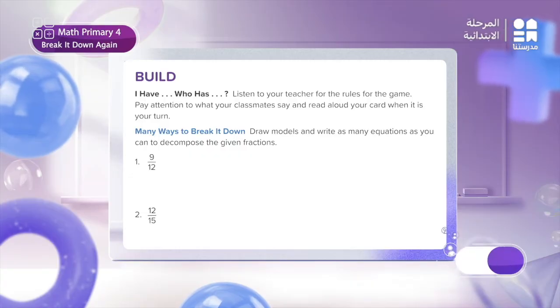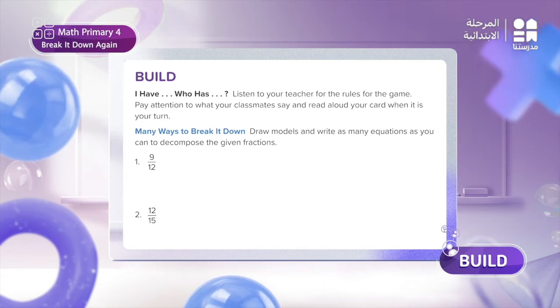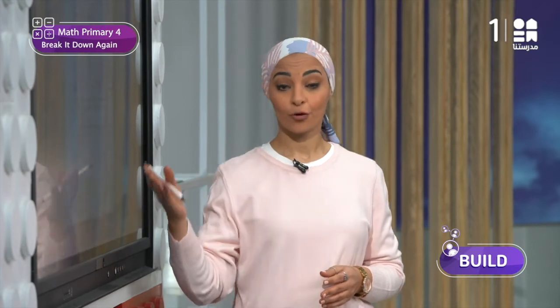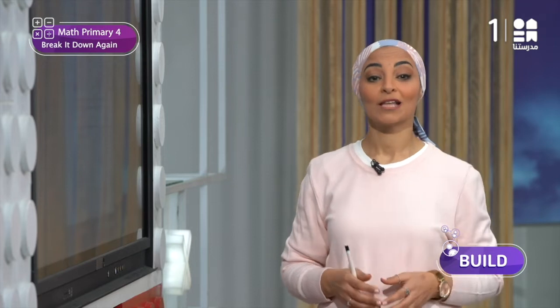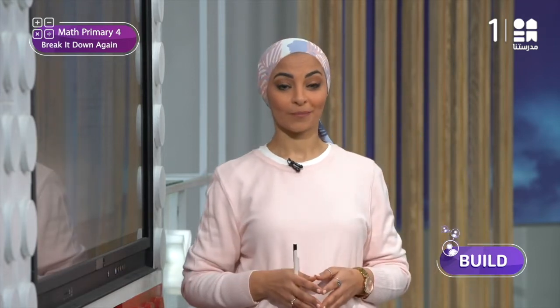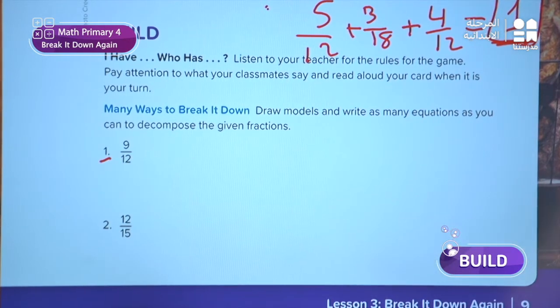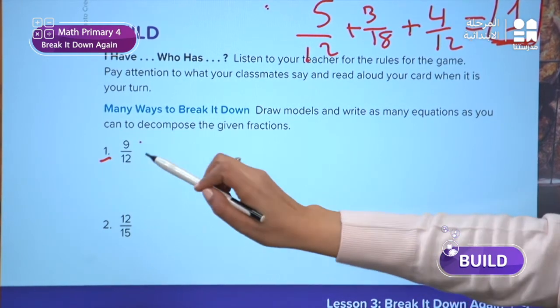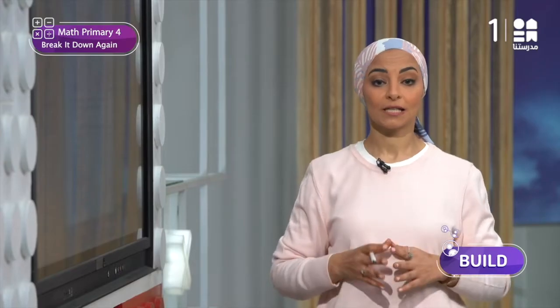Now we need to think creatively and come up with as many ways as we can to decompose the given fractions. Now we have 4 problems here. I will answer with you problem number 1 and 3, and you can solve the rest on your own. In problem number 1, we have 9 over 12. This means the number of parts is what? Yes, the number of parts is 9, and the total number is 12, which is the denominator.